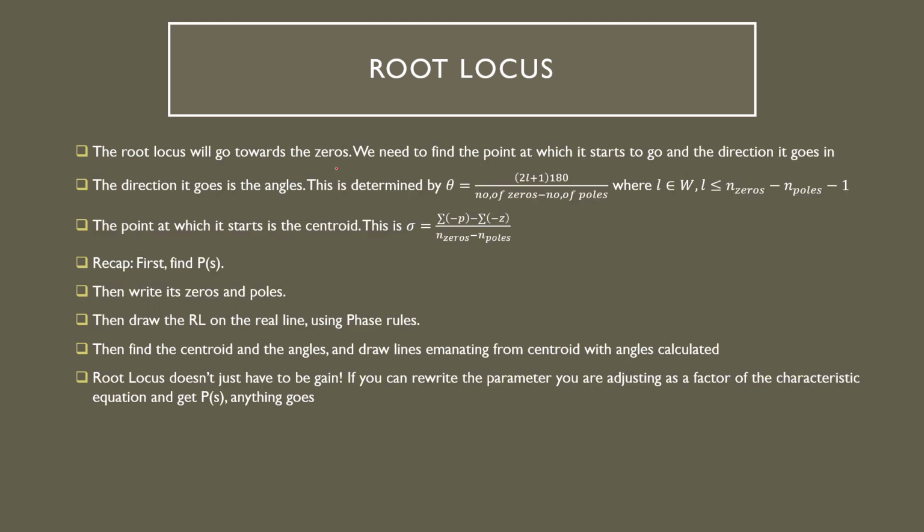The root locus will always go towards the zeros. So start at the poles, go towards the zeros. But the issue is we need to find the point at which it starts to move away from the real axis and the direction it moves towards. So the point at which it starts is called the centroid. This is basically the average of the poles that you have.